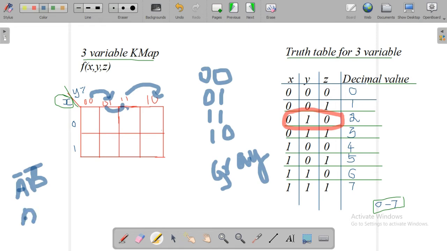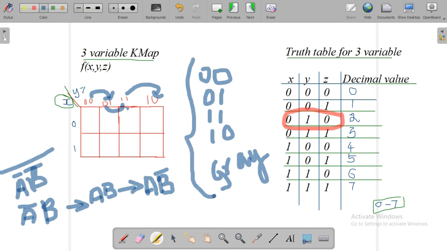In the next step, only one place is changing. So A dash will be there, and B changes from complemented to uncomplemented form. After this, A B. Here A dash is changing into A. The next one, B is changing into B dash, like this. This is how a variable changes from complemented to uncomplemented form.